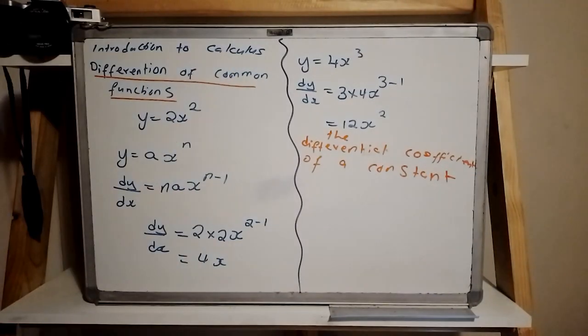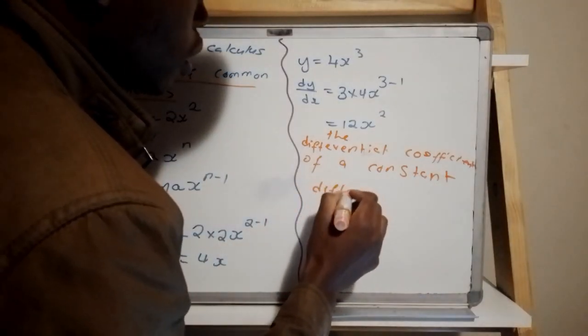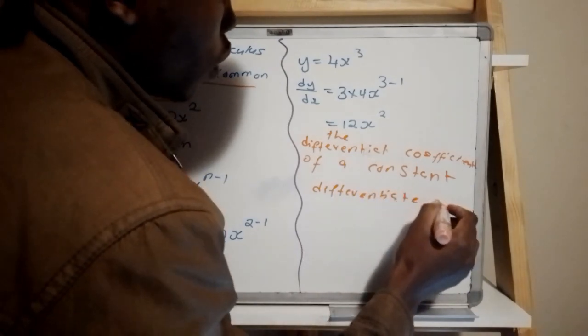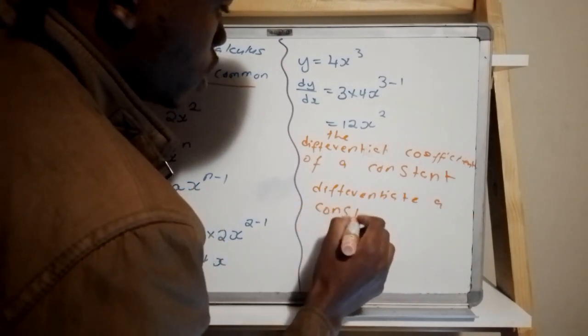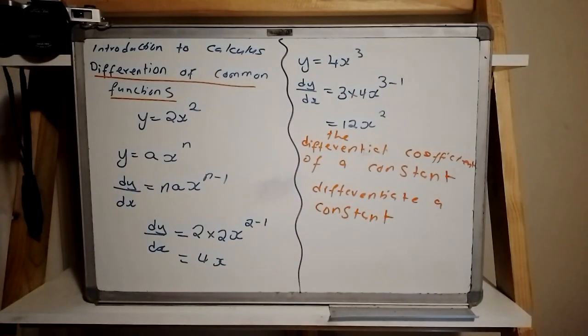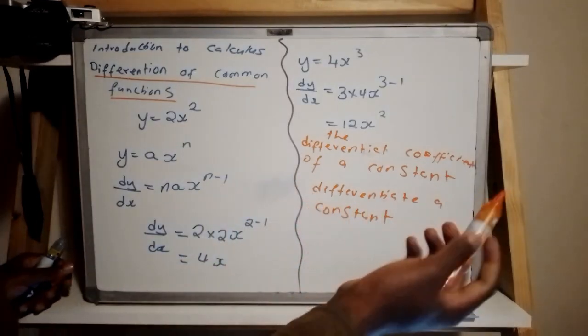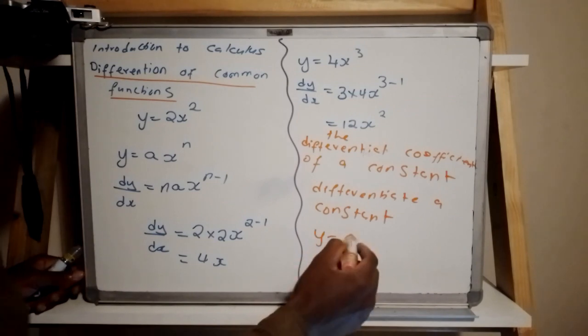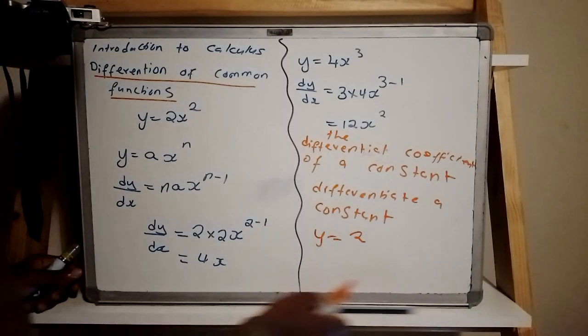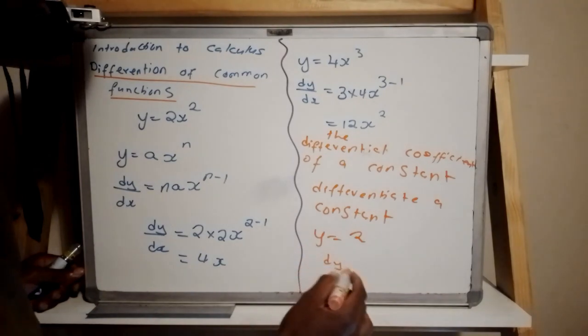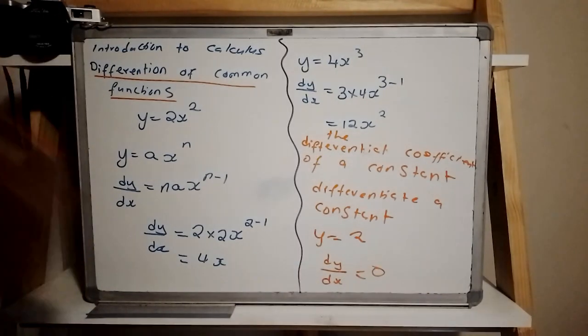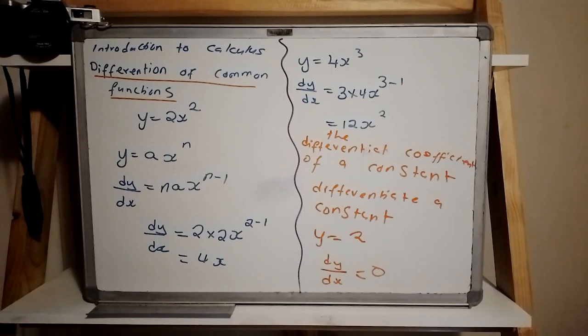Now we're trying to differentiate a constant. What will happen if you differentiate a constant? It is very, very easy. They say differentiate y is equal to 2. You did this in grade 12, guys. This will give you dy over dx equals 0. When you differentiate a constant, it will always give you 0.